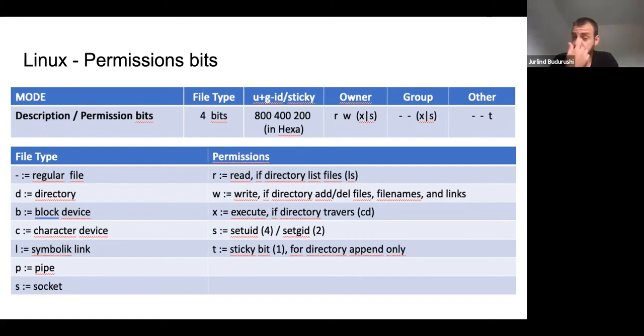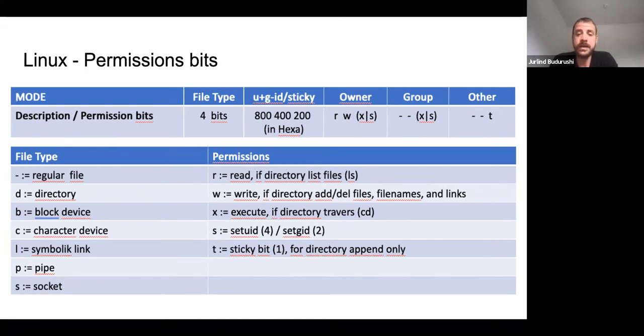On the other hand, we have the set UID and the set group ID and also the sticky bit, which we see in hexadecimal. Here, the 8 stands for the set UID, for the set group ID and the sticky bit, and so on and so forth. So now we have what everyone mostly sees when they're using the system, which is the ownership of the file. So we have write and read access. For example, we read, and if this is a directory, we list the files that are stored in the directory.